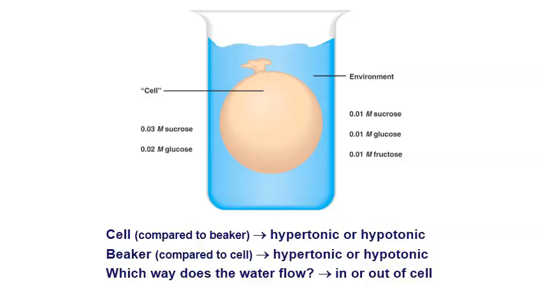So it goes from high to low water, but it looks at the materials as totals. So inside the cell, I have 0.05 molar, and inside the solution, I have 0.03 molar. So the cell compared to the beaker is hypertonic. It has more solutes. But the beaker is hypotonic. It has less solutes. So you go from more water to less water, or less solute to more solute. So which way does the water flow? In. Water will flow in, from less to more solute, or from high to low water.